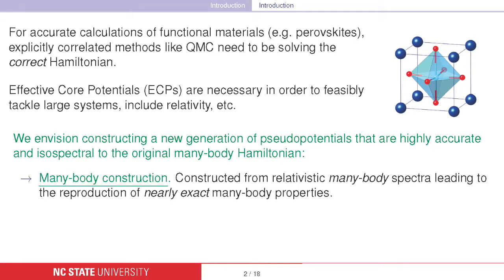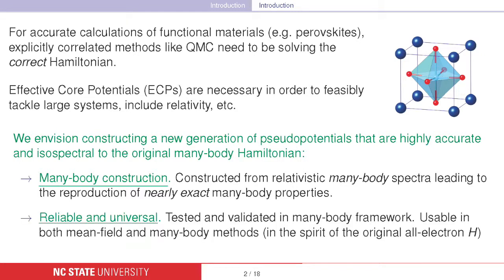So the way in which we do this is to use a many-body construction. Namely, we construct our effective core potentials from many-body spectra, which is intended to lead to the reproduction of almost exact many-body properties, from band gaps to cohesive energies to binding energies of molecules, etc. We also want our ECPs to be reliable and universal, namely a simple form that can be used in many different types of codes, both at the mean field and the correlated level.